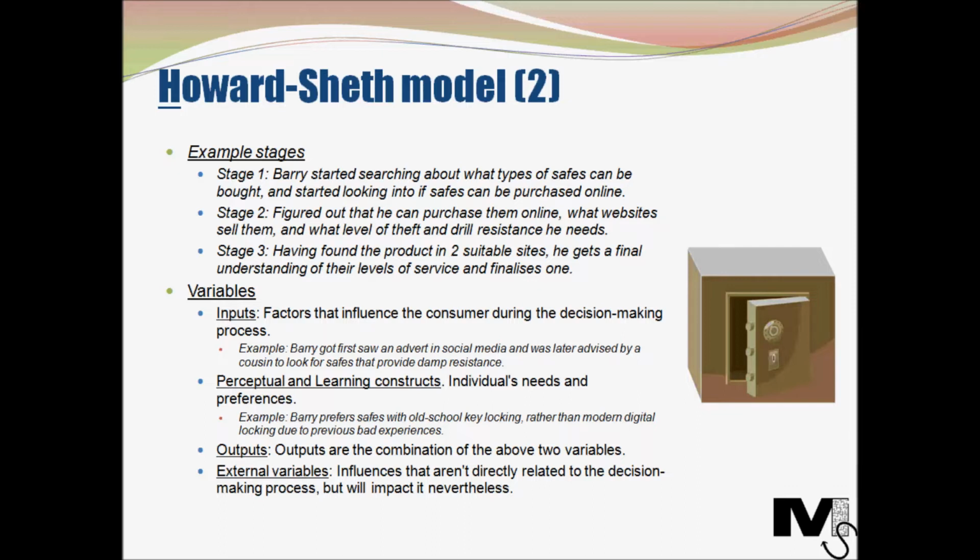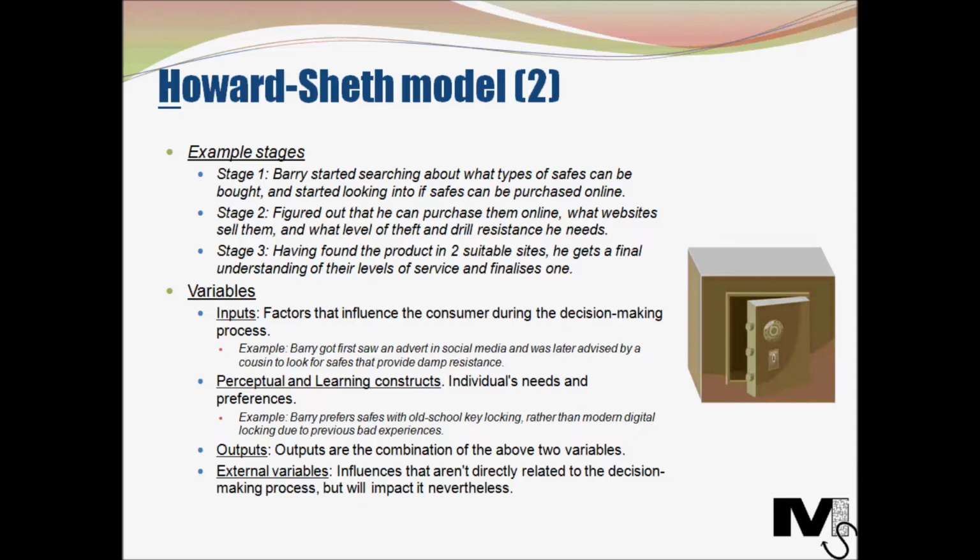And needs and preferences tend to stem from the individual's psychological makeup and perception. So hence it's called perceptual and learning constructs. In our example, Barry prefers safes with old school key locking rather than modern digital locking, and this is due to a previous bad experience. The next variable is outputs. Outputs is just the combination of the above 2 variables.